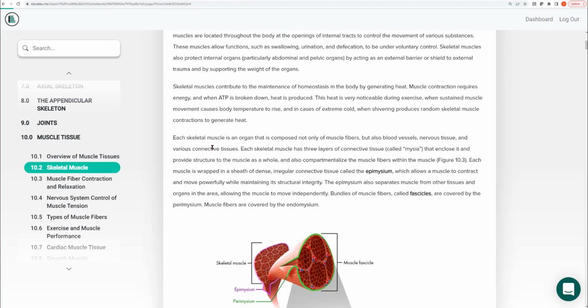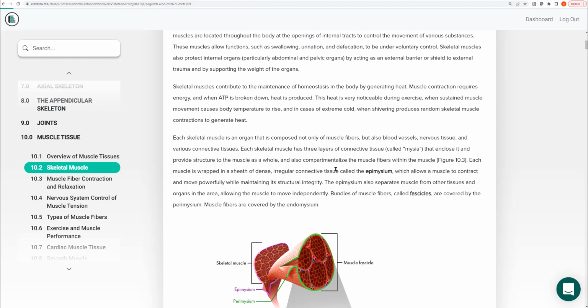Let's take a look at the 3 layers of connective tissue that are found within a muscle. These layers of connective tissue are going to enclose and give structure to the muscle and help to compartmentalize the cells in groups. So let me name these three groups, and then we'll look at a number of pictures to help you understand the significance of these three layers of connective tissue.